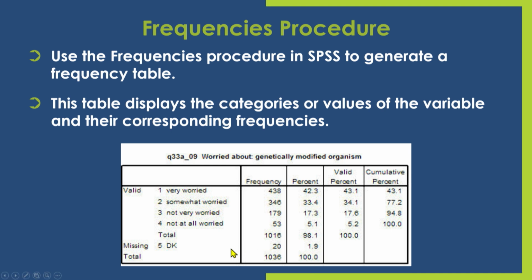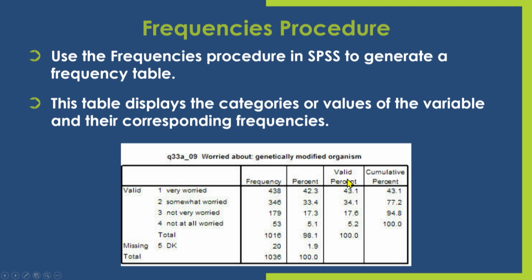Here we may find the missing values, which is given the label DK. That means the missing values count is 20, which means that among the 1036 respondents, 20 respondents did not give a response to this particular question. Then percent is the percentage. We get the individual frequency divided by total frequency into 100. That means 438 divided by 1036 into 100, we will get 42.3 as the percentage. Similarly, we will get the percentage for all the values. Finally, we will get 100 as the total.